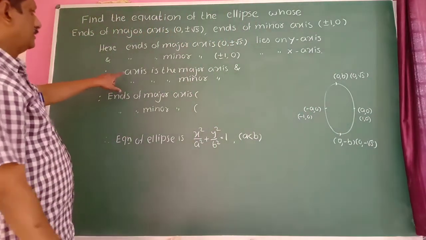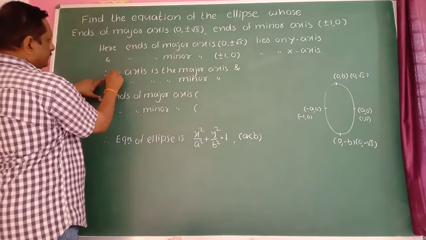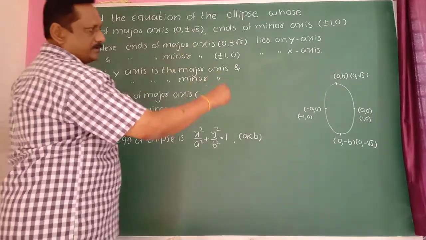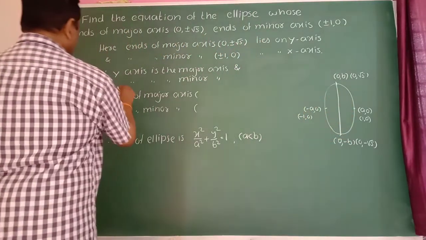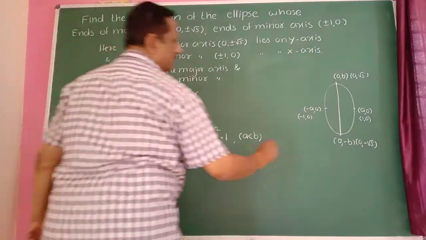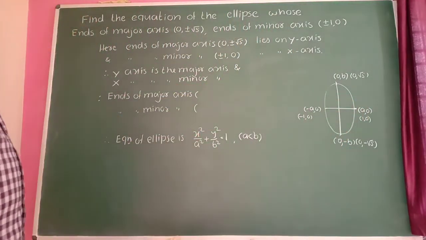Therefore the y axis is the major axis here. Here y axis becomes a major axis, and x axis becomes a minor axis. This is the x axis here. X axis is a minor axis.